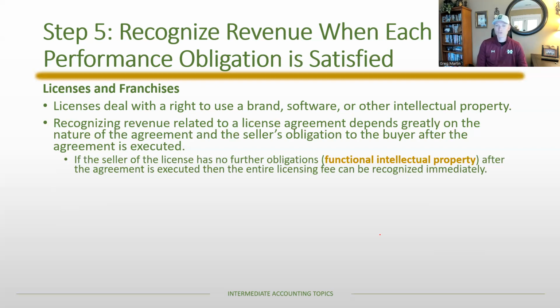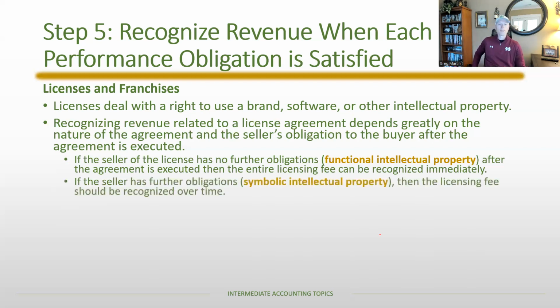You don't have to wait for anything. You've done your job. Here's the brand, use it. You're done, your performance obligation at that point is satisfied. So when you have functional intellectual property, meaning there's no further obligation, Under Armour as the seller can recognize their revenue immediately. However, if they do have further obligations, let's say that I have to show up and promote it, or I have to agree to run so many ads, or I have to provide some signage, or there's some other things that Under Armour has to do as part of the agreement, then that's called symbolic intellectual property.